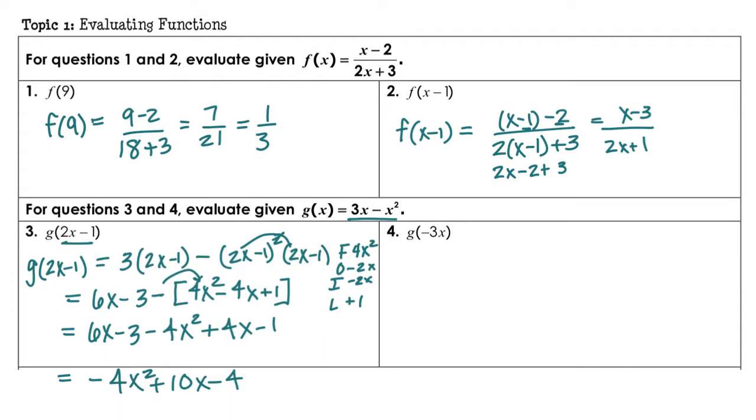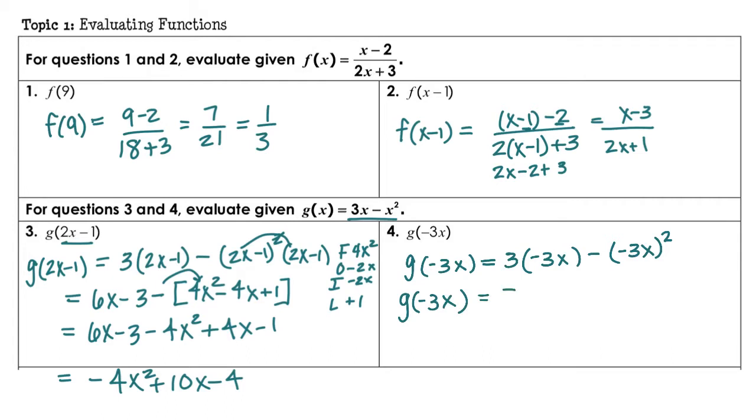Again, we're going to substitute in a negative 3x here. So g at negative 3x is going to be 3 times negative 3x minus negative 3x all squared. So g at negative 3x is going to be negative 9x minus 9x squared. And we can't put those together, so that would be your final answer.